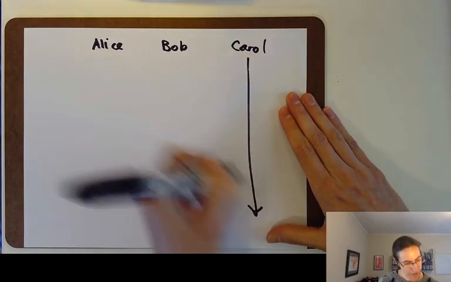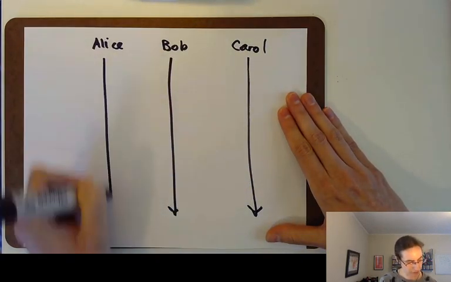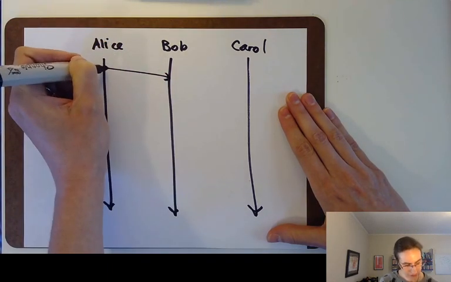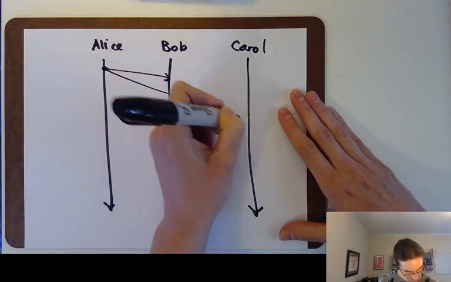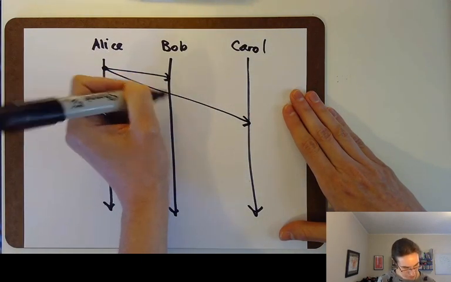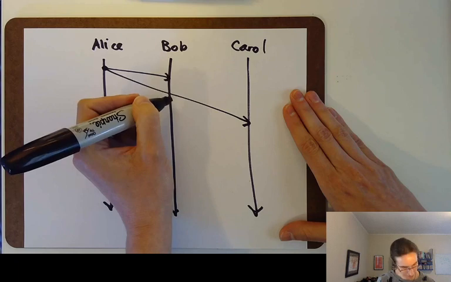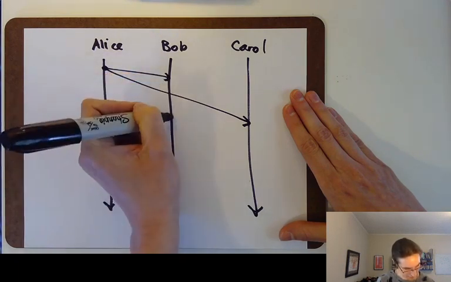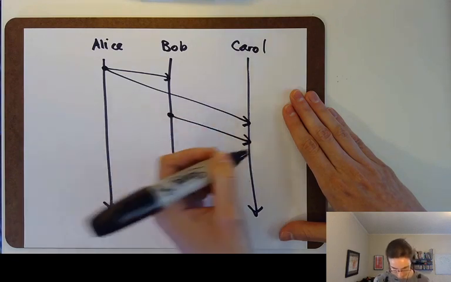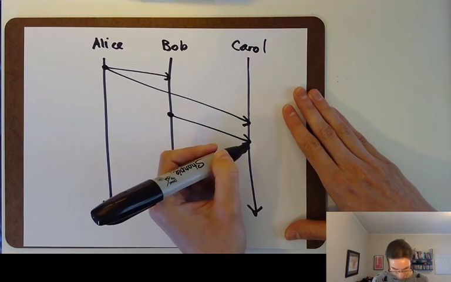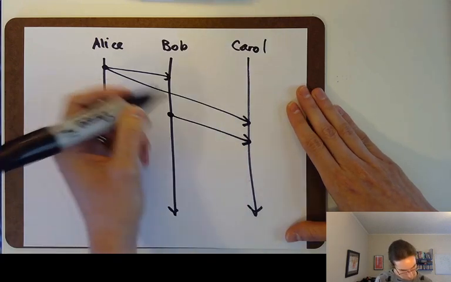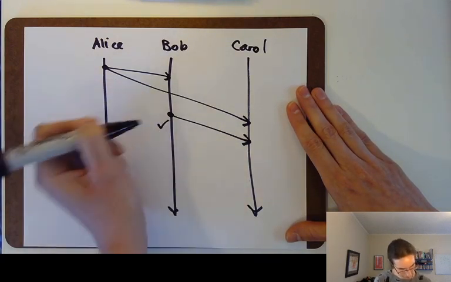So even if we have that optimization that you don't send a message back to the sender, if nobody crashes, then when Bob receives this message, he won't send it back to Alice, but he doesn't know that Carol got it, right? So he'll send it to Carol. So then Bob gets to deliver the message after sending it to Carol.